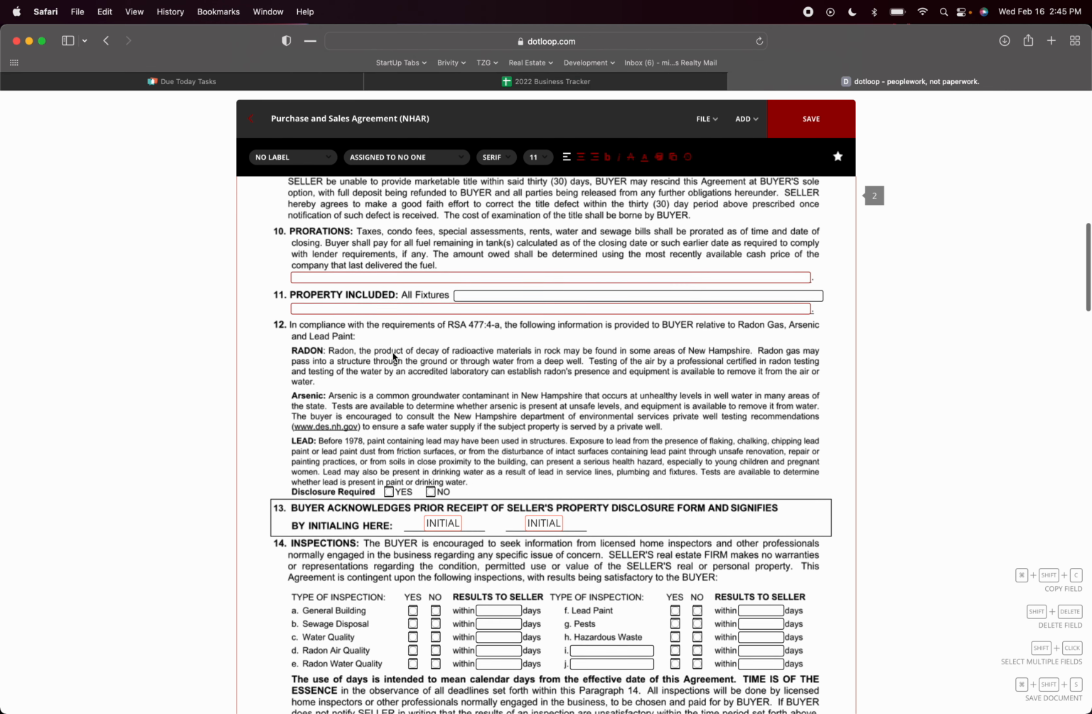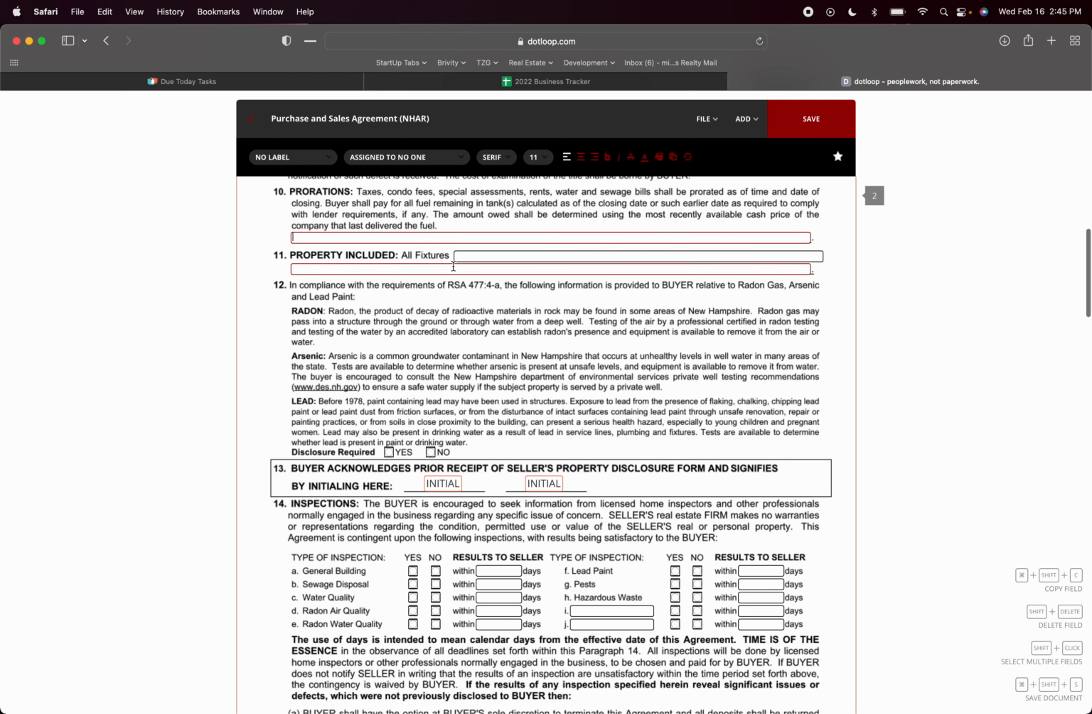Property included. So this is a very important paragraph. It does say all fixtures. What is a fixture? One of the easiest ways to differentiate between what is a fixture and what is not is if you were to take the house and turn it upside down and the item did not move, that is a fixture. Anything that moved is personal property, and that does not stay with the property. Anything that did not move stays with the property.